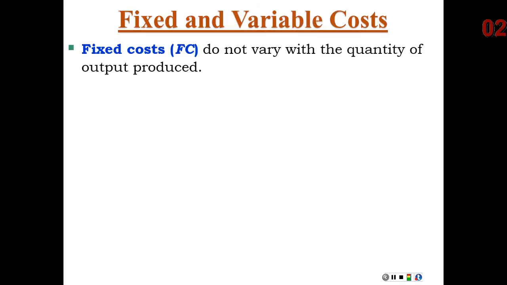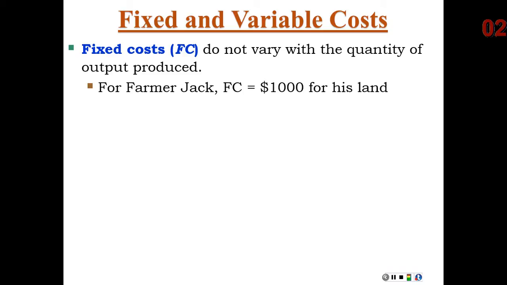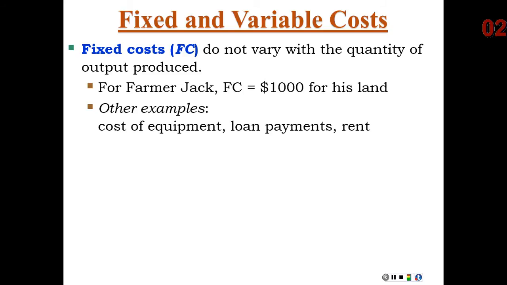Well, hopefully the answers were obvious, right? His land cost was what we call a fixed cost. It's a cost that does not vary with the quantity of output produced. Cost of equipment for a business is another example. Farmer Jack might buy a tractor, and if he grows nothing, he still has the tractor. If he has 5,000 bushels, he still has the one tractor, and depreciating that over time would be a fixed cost.